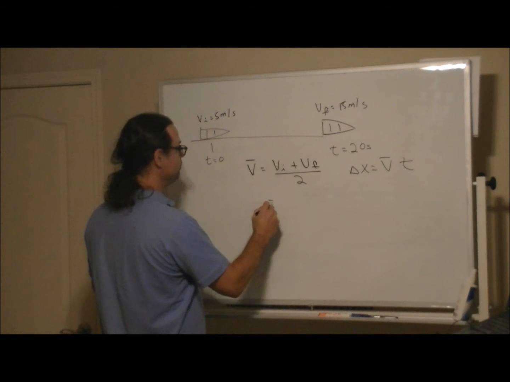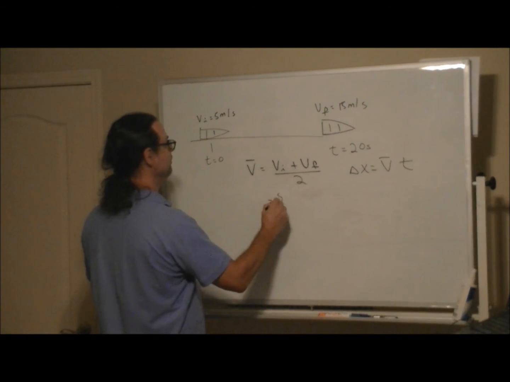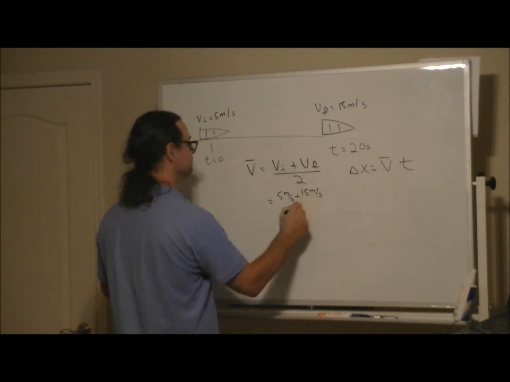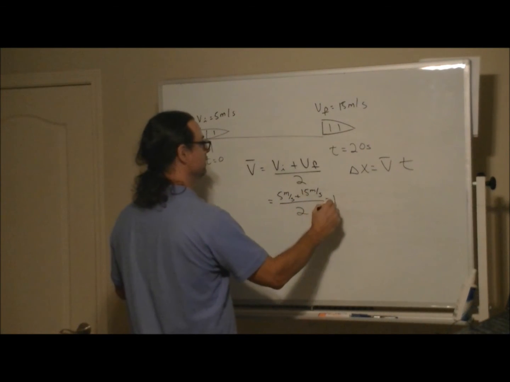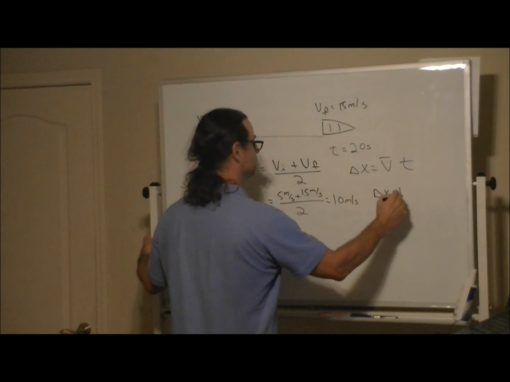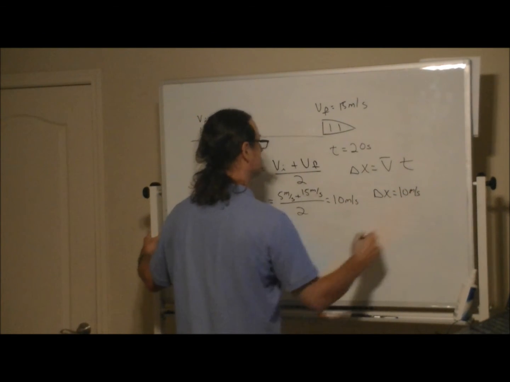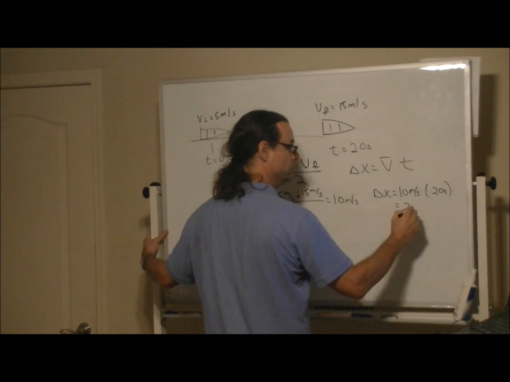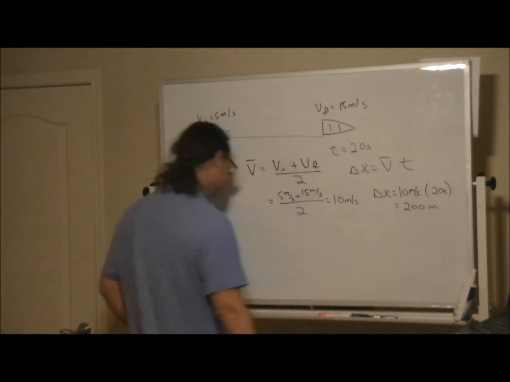So doing it this way, the average velocity would be 5 meters per second plus 15 meters per second over 2, that's 10 meters per second. Delta x equals 10 meters per second times the 20 seconds, so that's 200 meters.